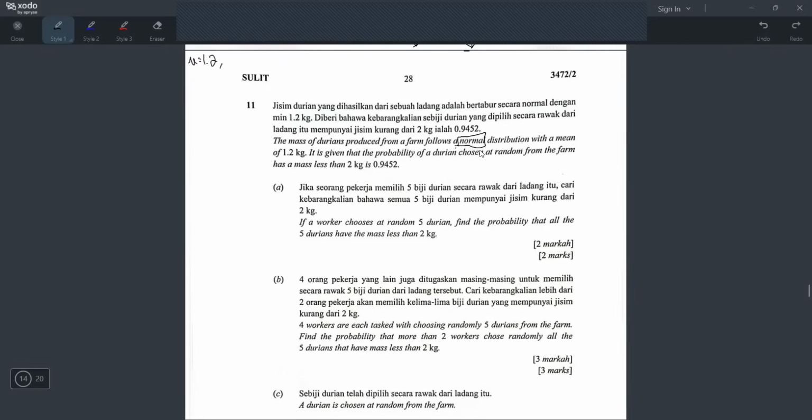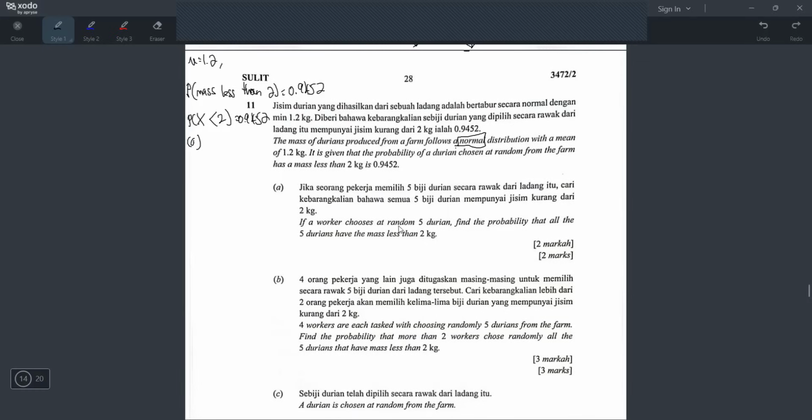It is given that the probability of durian chosen at random from the farm have a mass less than 2 kilo is 0.9452. So this is the probability. So I'll write P, what is it? Mass less than 2 equals to 0.9452 kg. It means it's P(X < 2), and the X represents mass, right? Equals to 0.9452, right?